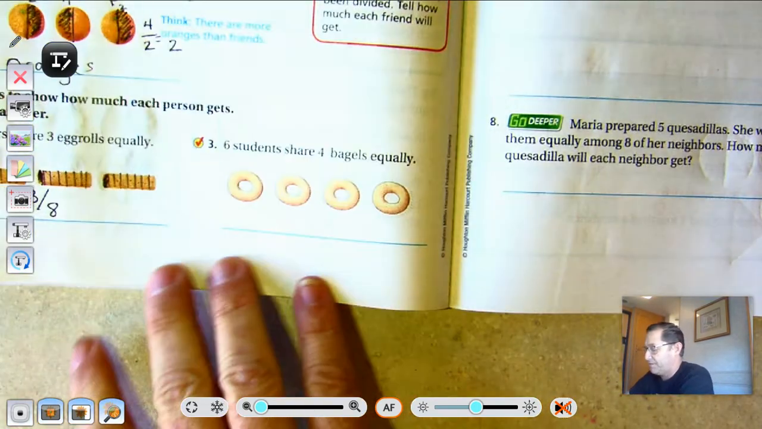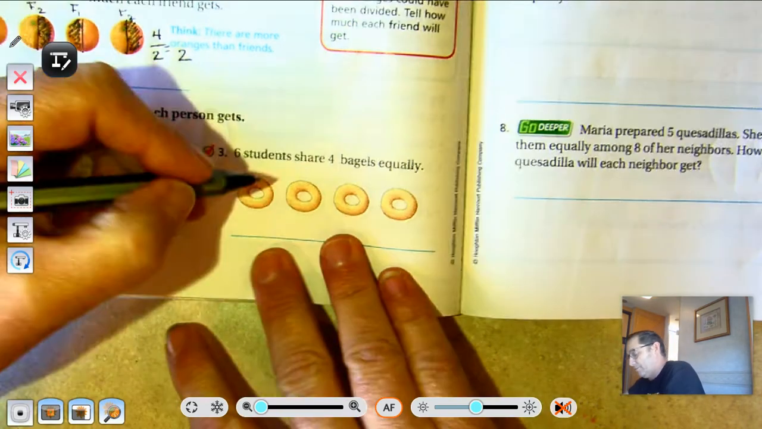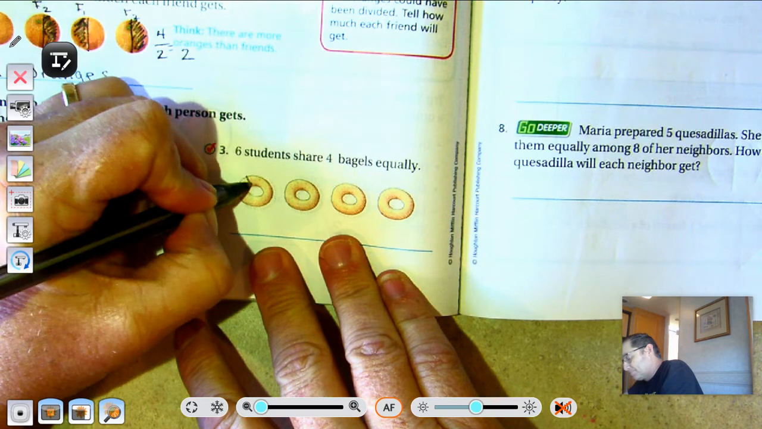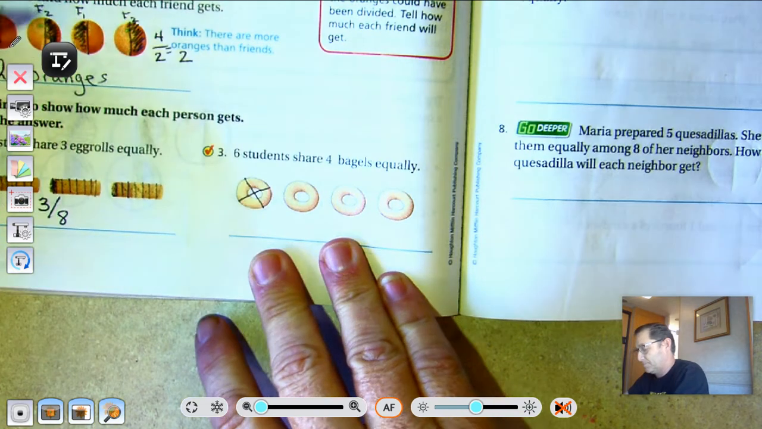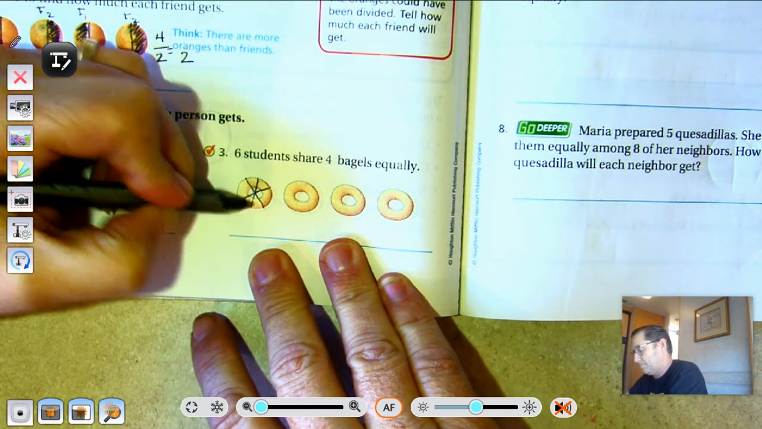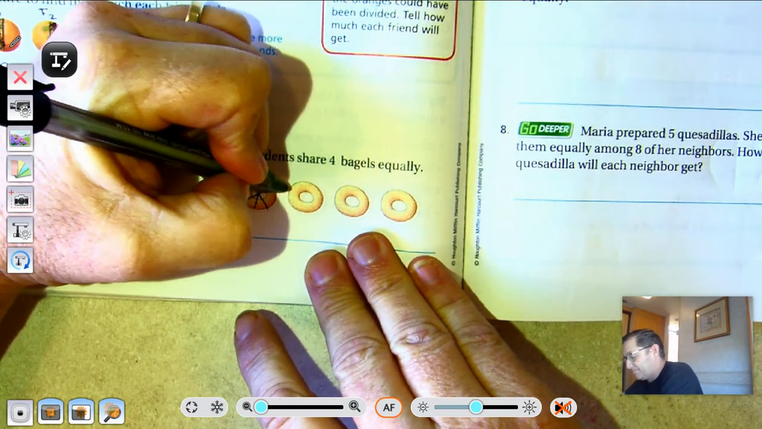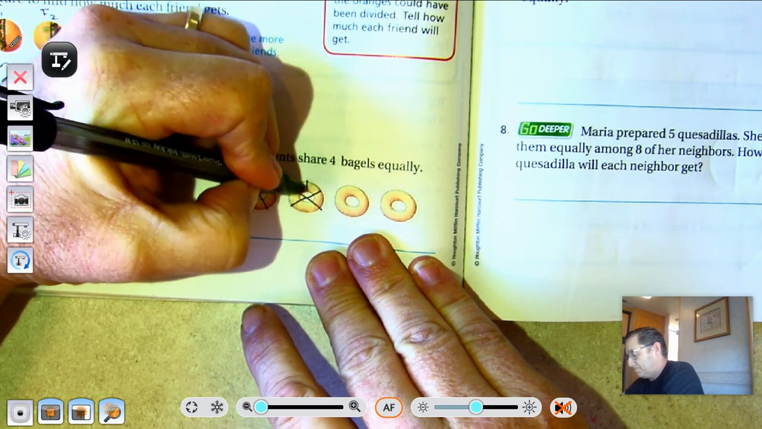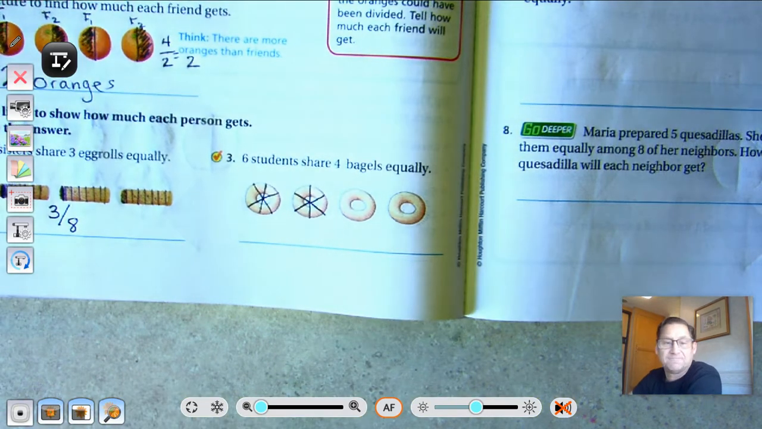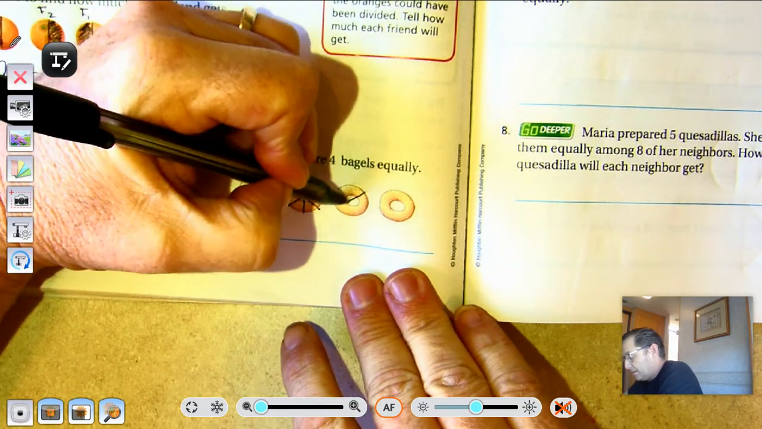Six students share four bagels equally. Okay, well, let's try to make 6 equal sections. That's 4. Okay, well, that's not quite equal on that one. Let me try it differently. All right, that's a little better, right? Okay, so that's still 6 pieces, though. So do that on the third one.